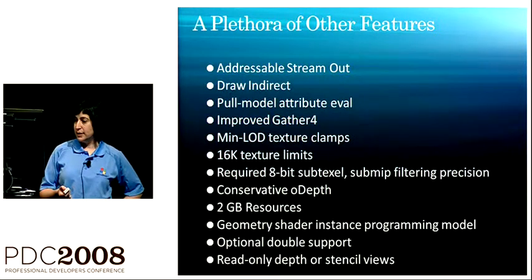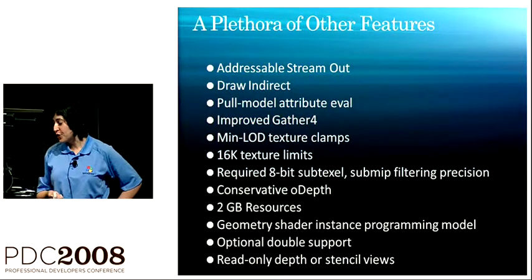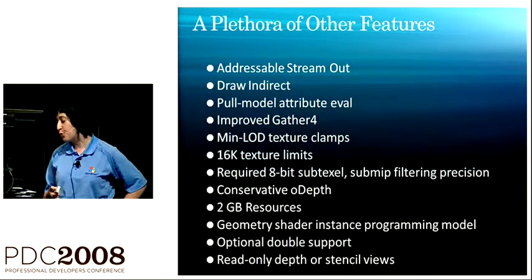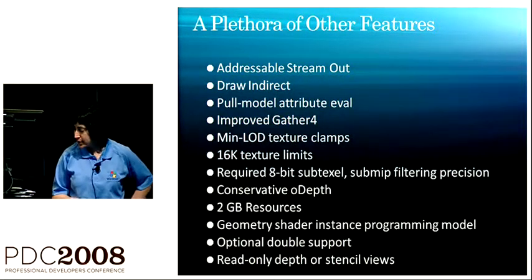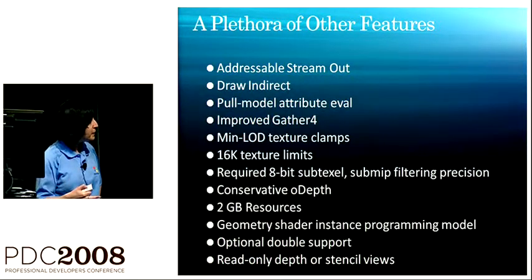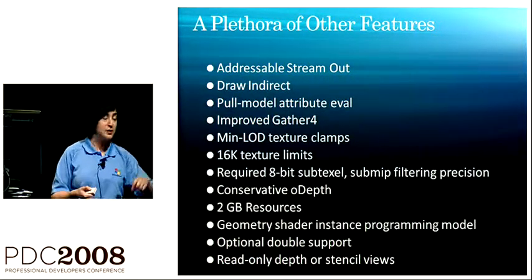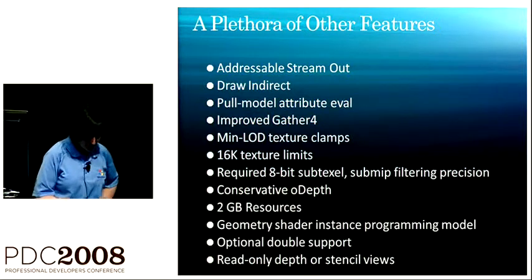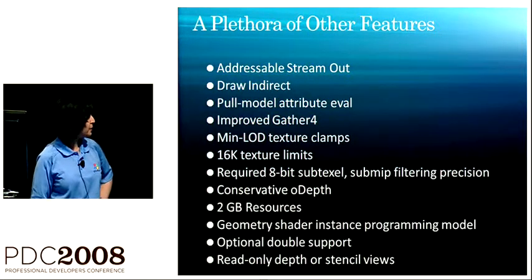Let's see. There's improved Gather 4 support. We now support multi-component textures with Gather 4. There's now required 8 bits of subtexel and sub-MIP filtering precision. So again, we've tightened the spec up there. Optional double support, increased resources, things like that. So a whole bunch of new functionality coming online.